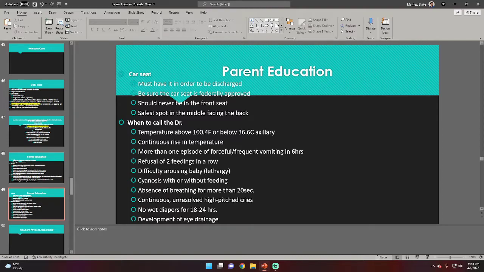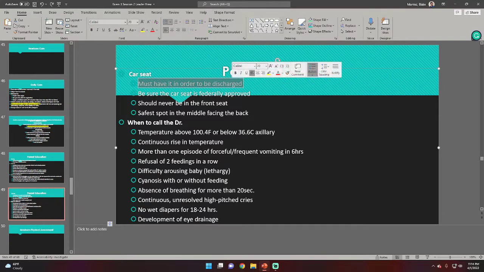With parent education, our mothers have to have a car seat in order to be discharged. Sometimes fire departments or different safety organizations will actually provide car seats. We have to make sure that it's put in the car correctly. It should never be put in the front seat. The safest spot is in the middle, facing the back, so that back row of a car as well.